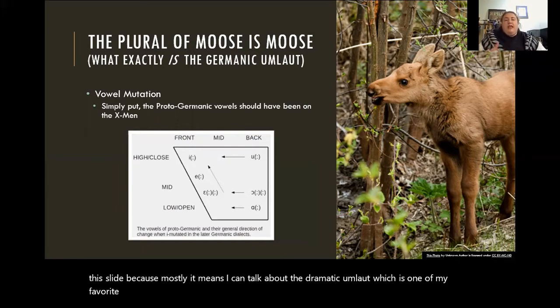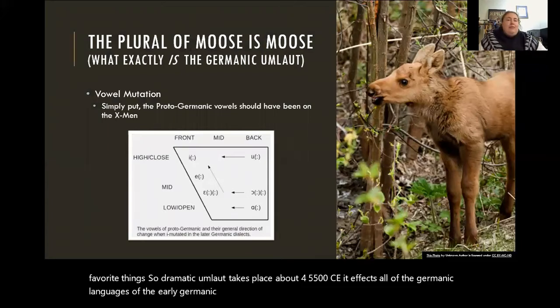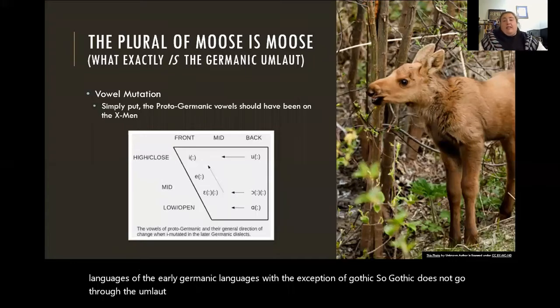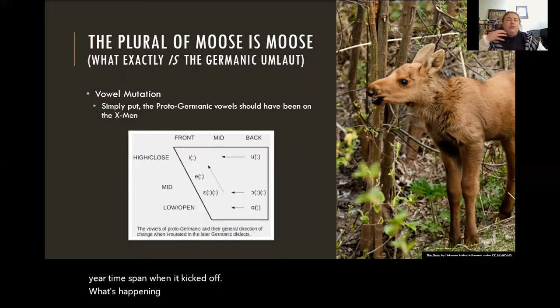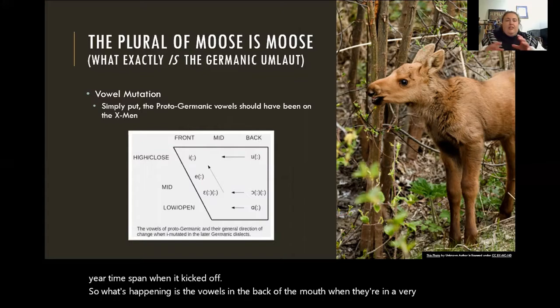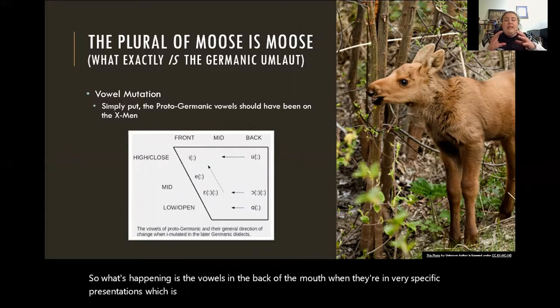So Germanic Umlaut takes place about 450, 500 CE. It affects all of the early Germanic languages, with the exception of Gothic. Gothic does not go through the umlaut process, which is how we can date it so definitively to a roughly 50-year time span when it kicked off. What's happening is the vowels in the back of the mouth, when they're in a very specific presentation, which is in a syllable that comes immediately before the front vowel E or a glide Y, move forward in the mouth.